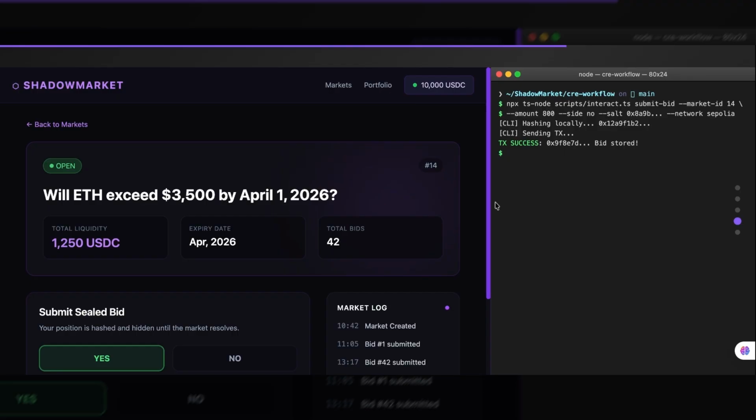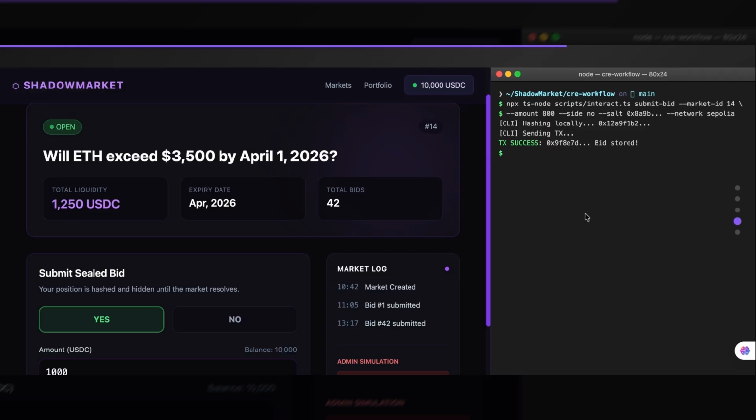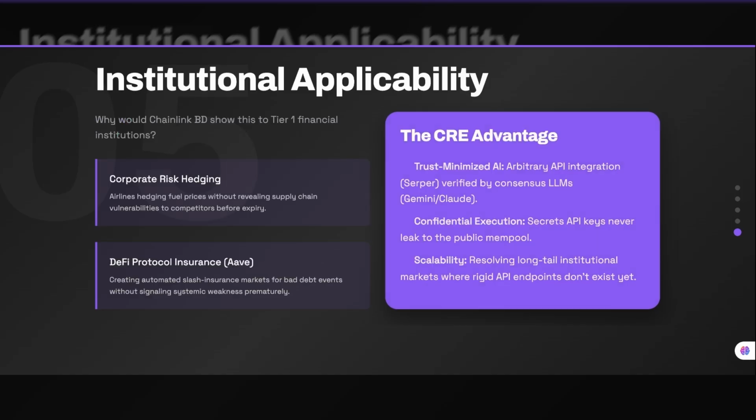We can then hit the Portfolio tab where we see our full active and historical performance, settled beautifully with zero trust required. ShadowMarket enables massive institutional use cases. Airlines can hedge fuel prices without broadcasting supply chain vulnerabilities to competitors. DeFi protocols like Aave can create automated insurance markets for bad debt events without signaling systemic weakness prematurely. By combining trust-minimized AI consensus of complex real-world data and the absolute privacy of sealed bids, ShadowMarket is ready for the real world.